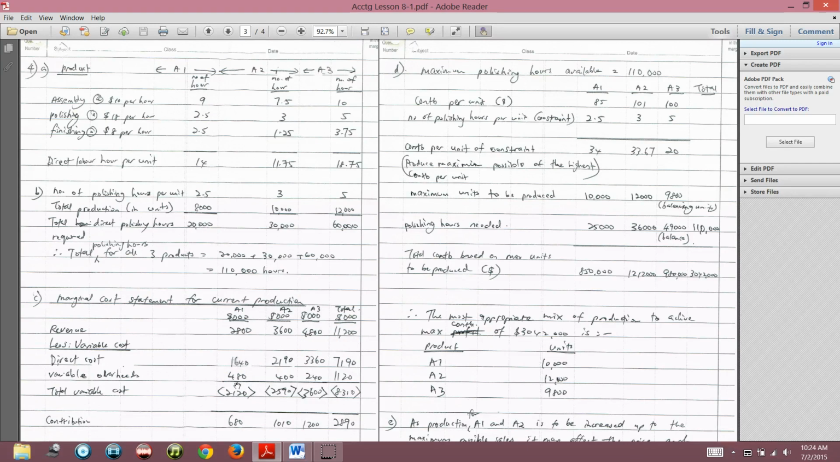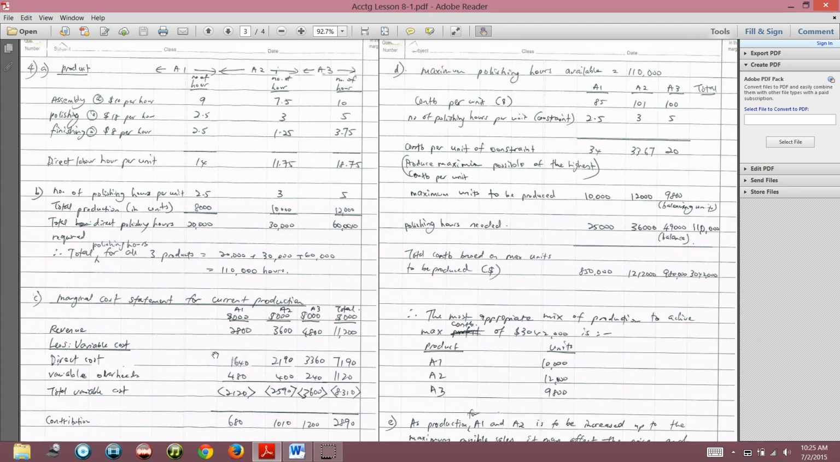Okay, direct cost will be, you have variable, you have direct labor. So for those who want to do it step by step, you can put direct material, then direct labor, and so on and so forth. Okay, so I just put a total direct cost figure here.